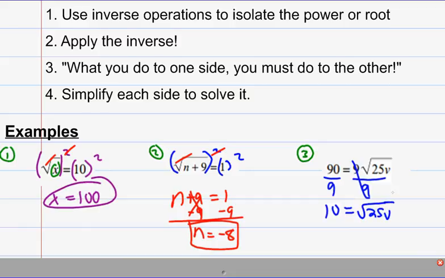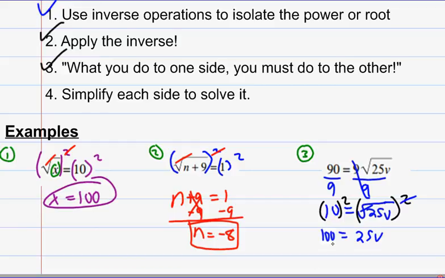Okay? Done with that. Now the root is by itself, so we're going to apply the inverse to that root, which is squaring it. Squaring is the opposite of square rooting. I'm going to do that to the other side as well. Check number 2 and number 3. And now I'm going to simplify. We have 100 over here equals, these cancel each other out, so we just have 25v.